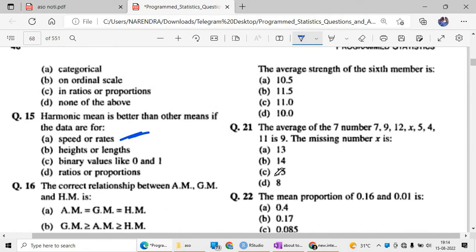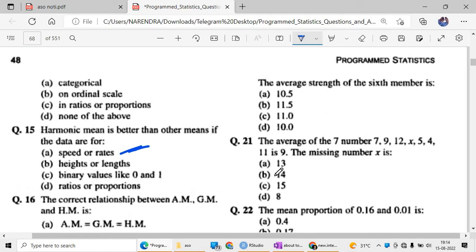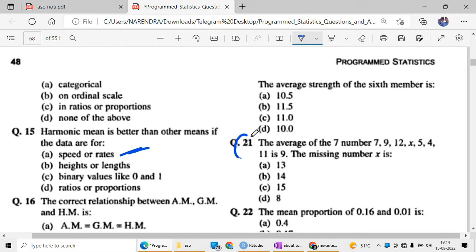The mean, proportion, the average of 7 numbers. This question is also important. The average of 7 numbers, 7, 9, 12, x, 5, 4 and 11 is 9. So how will you get this value? Very simple. Just add all the values and equate to 9.